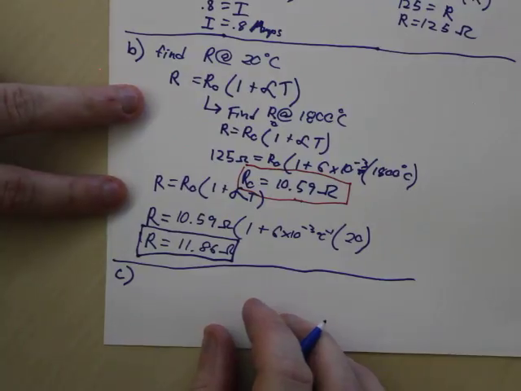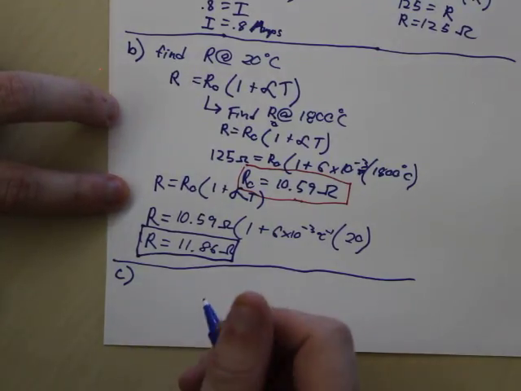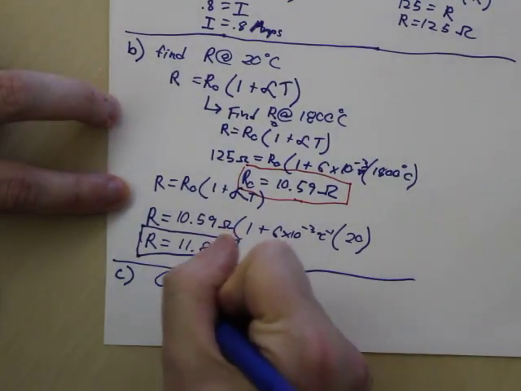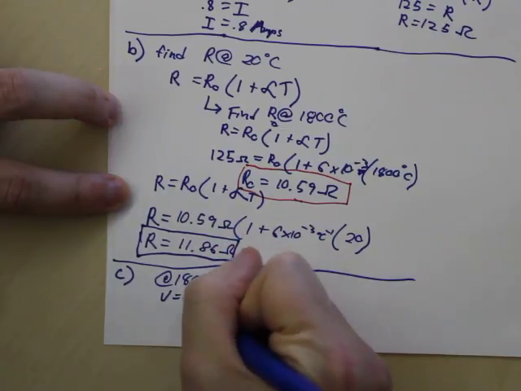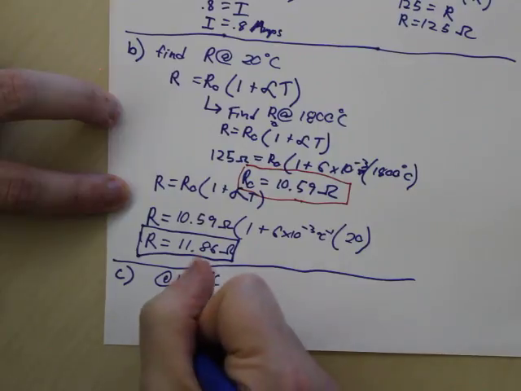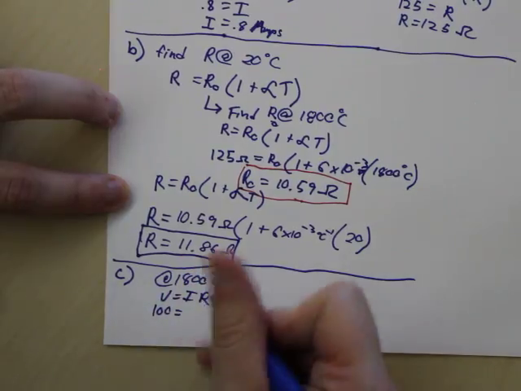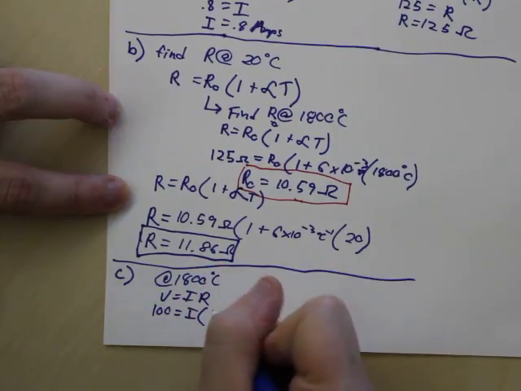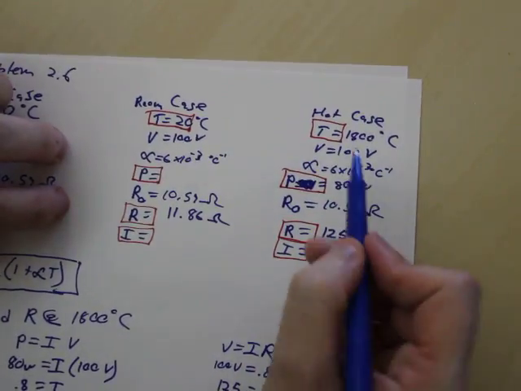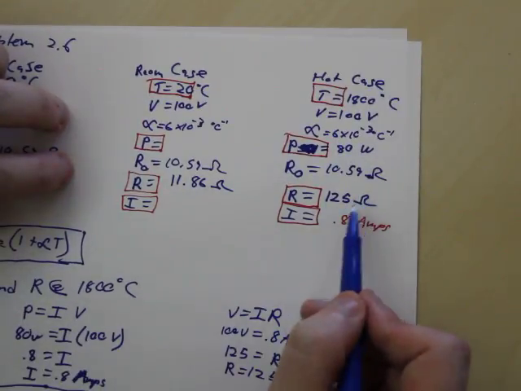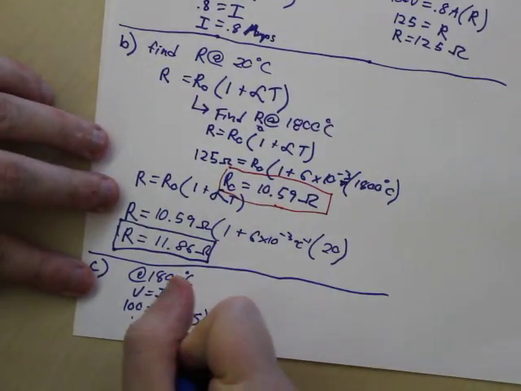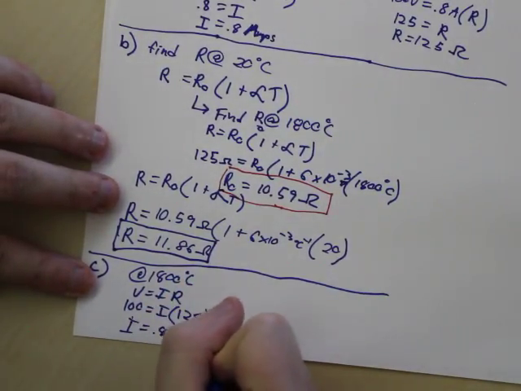Yeah, look at that. All right, so for C, at 1,800 degrees Celsius, we've got V equals IR, and we've got 100 equals I times 125. So remember, this is only for this case, but we have our V, and we have our 125, and we actually already saw the amps before, but we're going to do it again. I equals 0.8 amps.